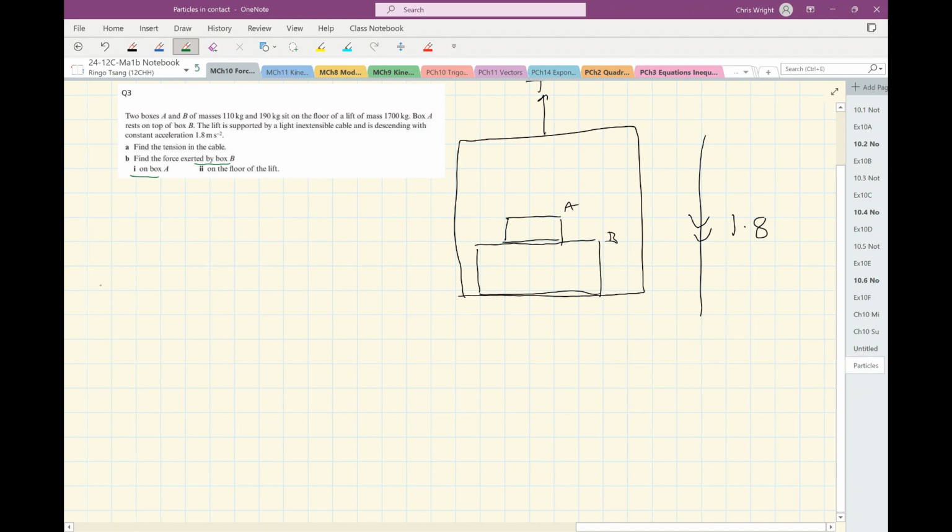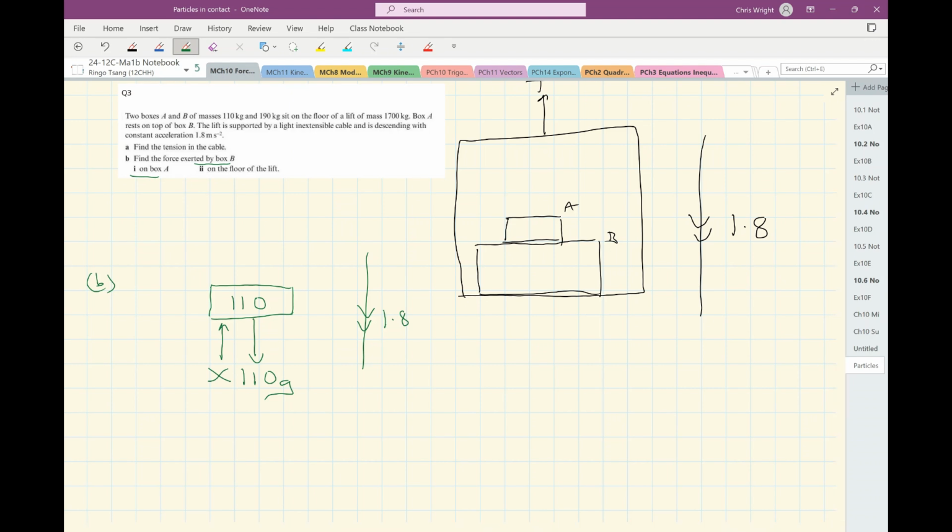Right, find the force exerted by box B on box A. Well, let's have a look at box A. Here it is. It has a mass of 110. Clearly, it has a weight. It's accelerating in a downward direction at 1.8. Now, box B is exerting a force onto box A. I'll call that X. Otherwise, if it wasn't, box A would be falling freely.